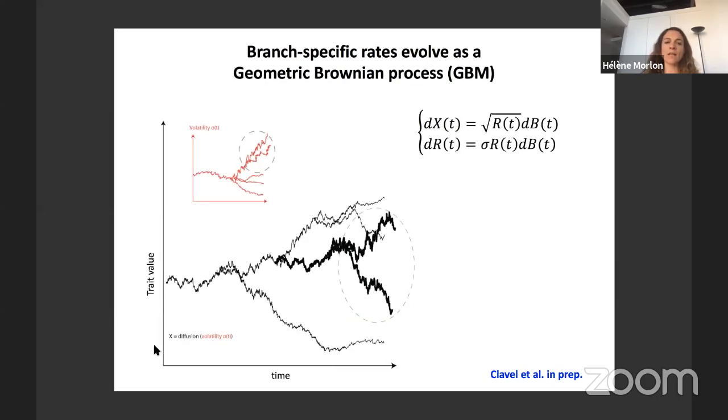And then he also develops models called stochastic volatility processes, where the rates are inherited at speciation events, and the rates themselves follow a geometric Brownian process. So here, same thing, we have the trait values following a Brownian motion process on the phylogeny, but the evolution of the rate is itself a geometric Brownian process.